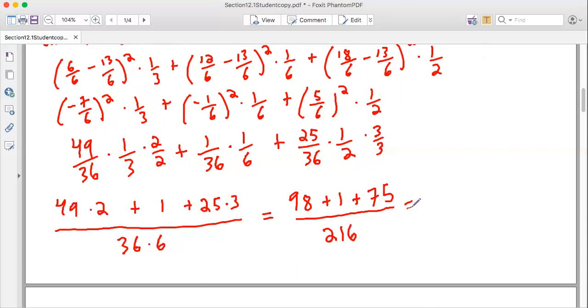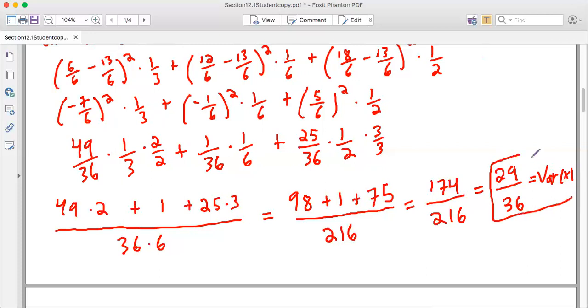Then here I can go ahead and add in the numerator. So 98 plus 1, that's 99, plus 75 gives me 174, divided by 216. And I can actually reduce this. I can reduce the top and the bottom by 6. Now 6 goes into 216 36 times, and 6 goes into 174 29 times. So my variance reduced as a fraction, and certainly that TI-30X2S calculator would help here, but if I'm doing it by hand, I get for the variance the fraction 29 divided by 36.